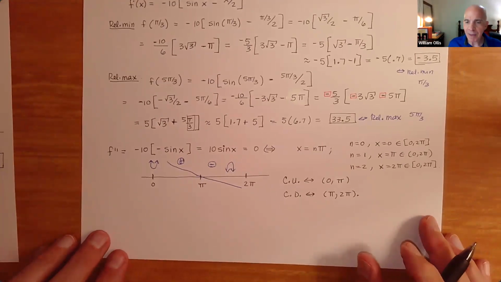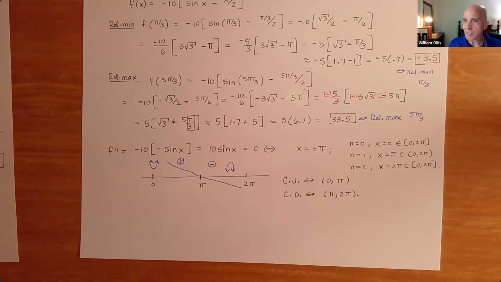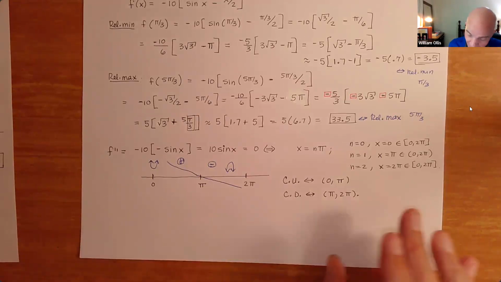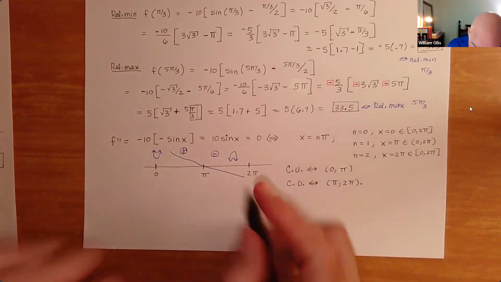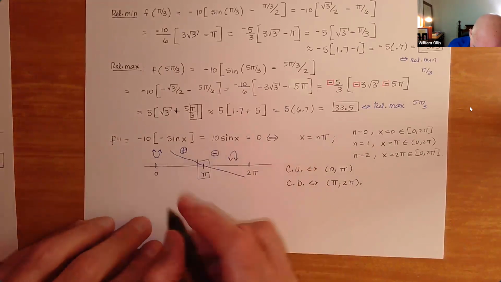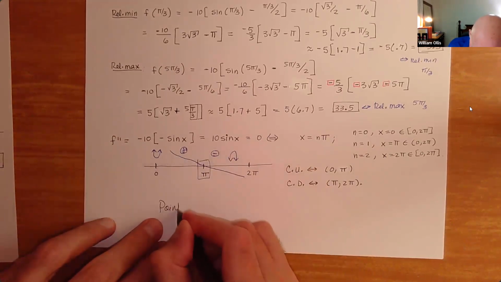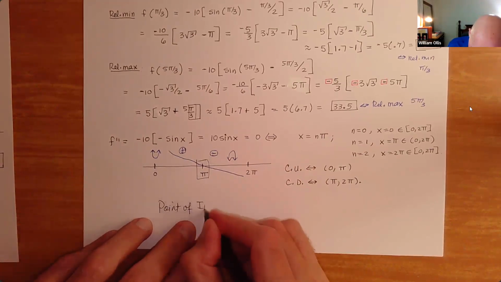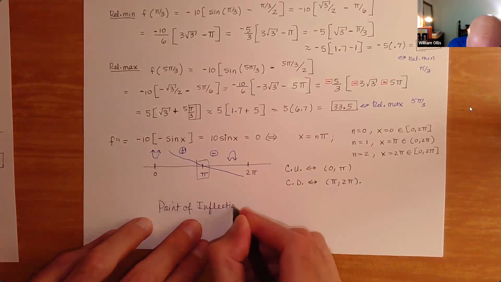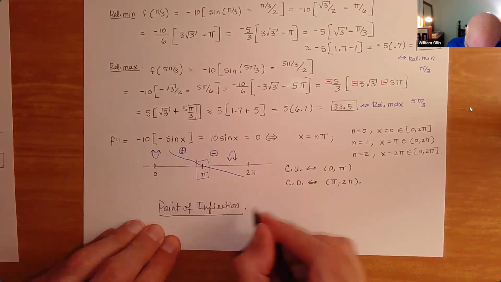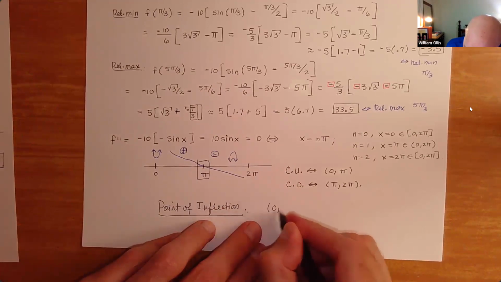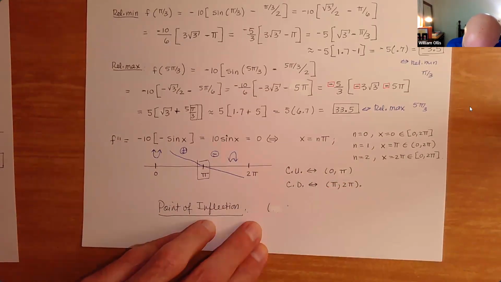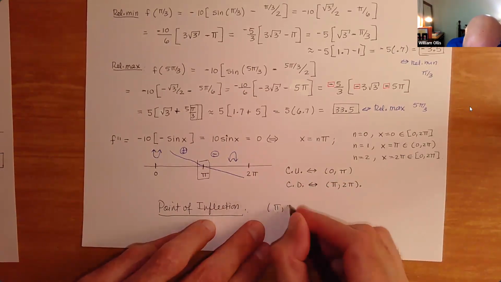Again, the math is irrefutable. It tells us exactly what we need to know. We don't always want to believe it, but it reminds us. And now, of course, we have a point of continuity here. So we have a point of inflection. This will just give us 0, comma, well, I just love the 0 and the 2 pi, but I want to leave the pi out. Pi, f of pi.